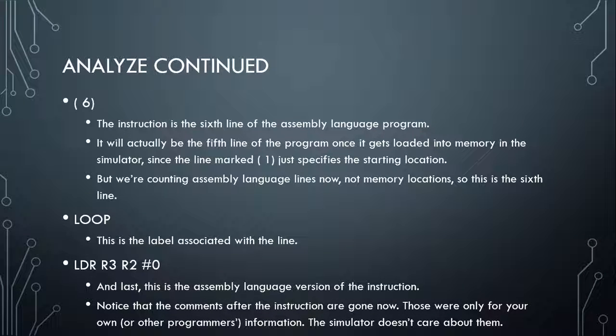And then we have LDR, R3, R2, #0. This is the assembly language version of the instruction. So we saw the hex, we saw the binary. This is the assembly language version. And you can notice that the comments that we put in after the instruction are gone. These are only really there for our own or other programmers' information. The simulator really doesn't care about comments, so it just throws them out when it does its work.